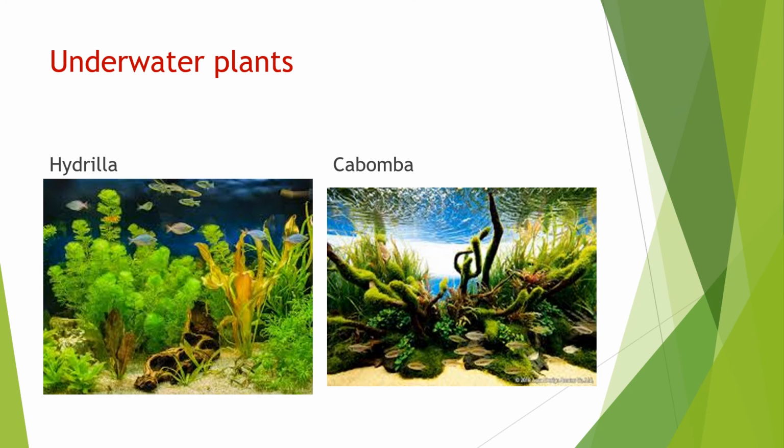Underwater plants have narrow leaves without any stomata. Water, nutrients and gases are absorbed directly from water through the leaves. Examples of underwater plants are hydrilla, cabomba, pondweed, and eelgrass.